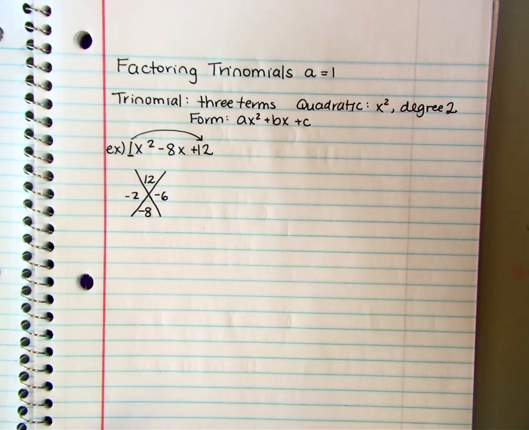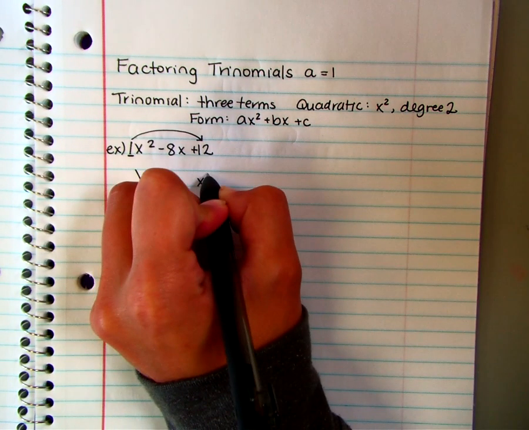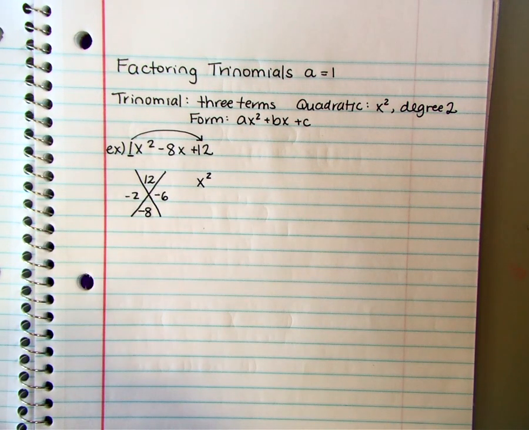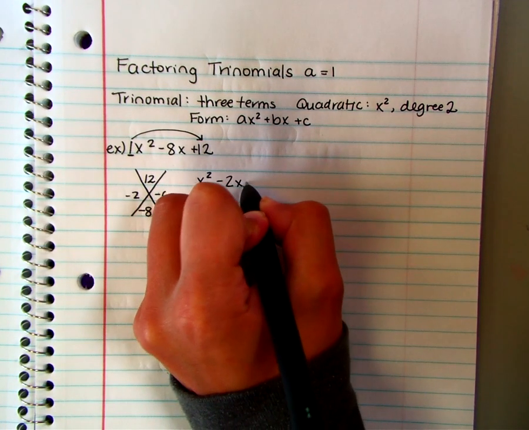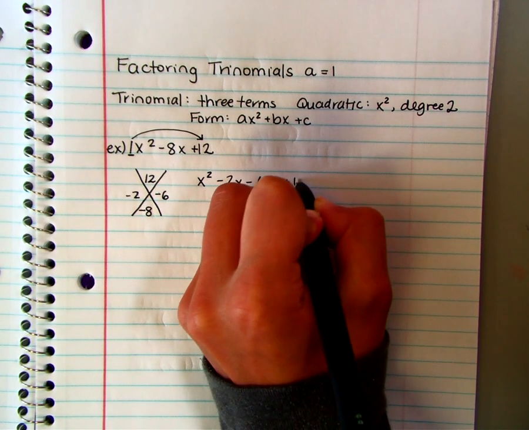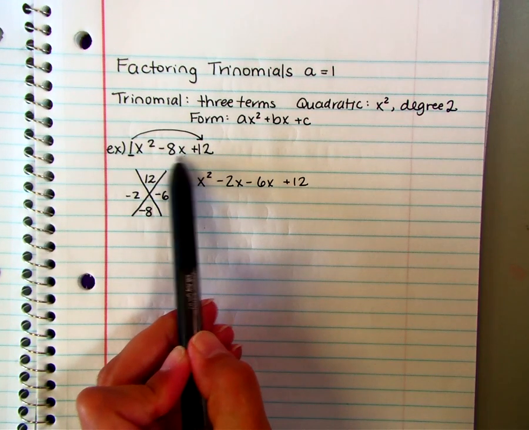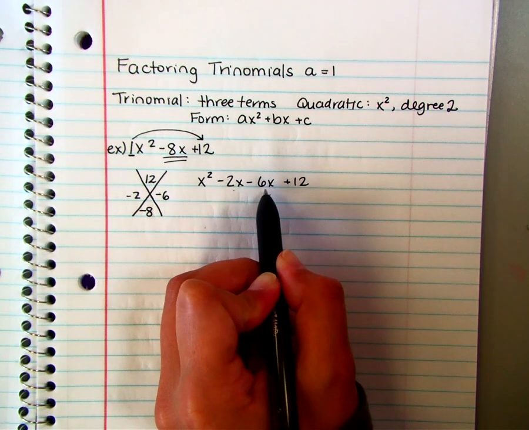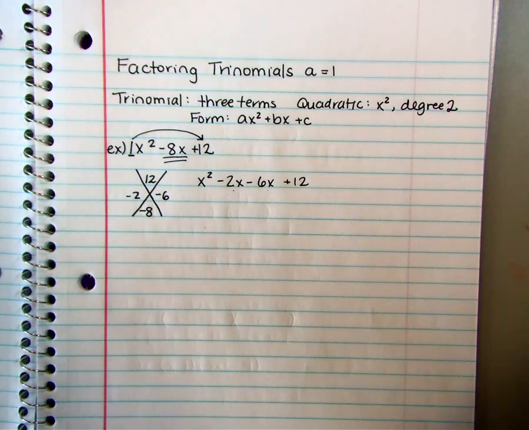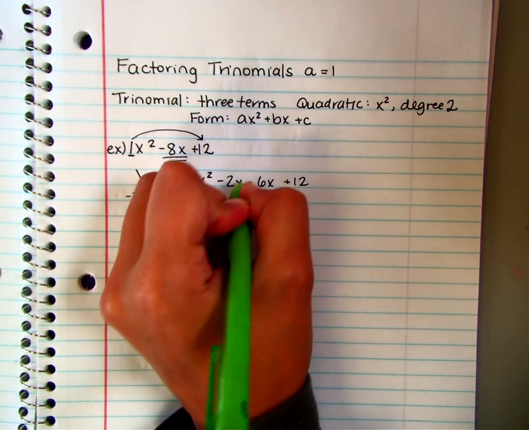And so then we're going to use what we know about factoring by grouping. So we're going to rewrite our trinomial, but we are going to rewrite it using 4 terms. So we're going to have x squared minus 2x minus 6x plus 12. So all I did was change this b term, this negative 8x, and I used the negative 2 and the negative 6. And then we're going to factor by grouping.